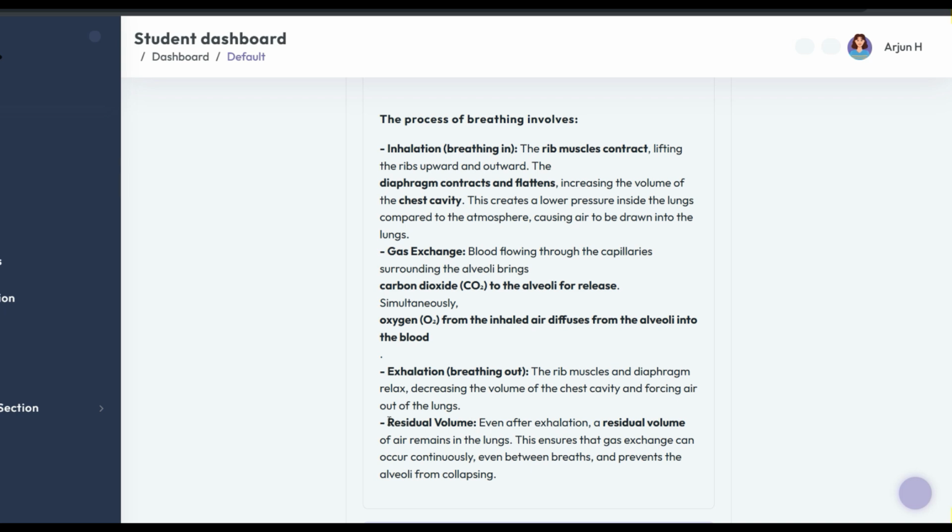So there is always some residual volume. Even after exhalation, a residual volume of air remains in the lungs. This ensures that gas exchange can occur continuously, even between breaths, and prevents the alveoli from collapsing. The process has to continue. Blood keeps flowing. It doesn't matter if you hold your breath or not. So technically, this keeps happening.